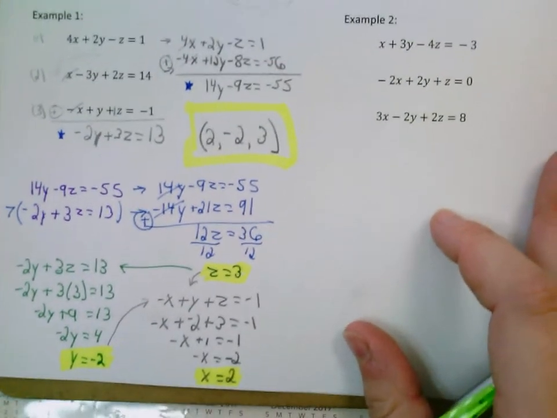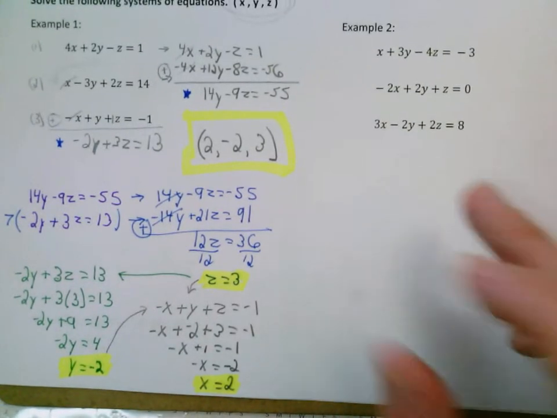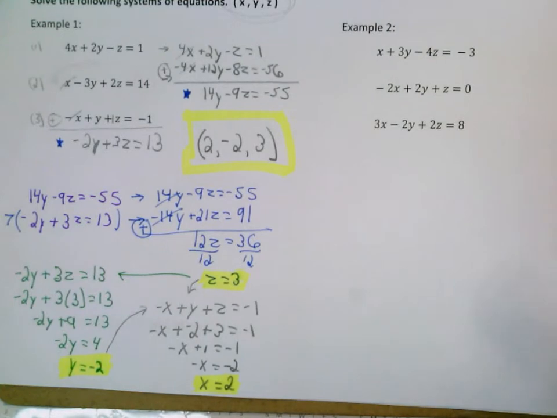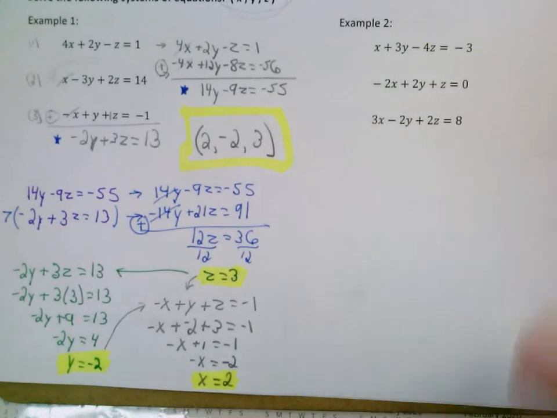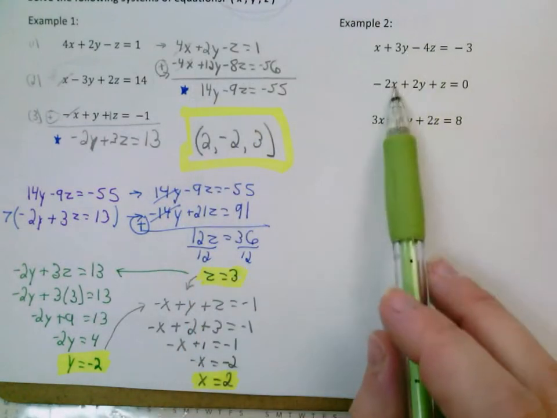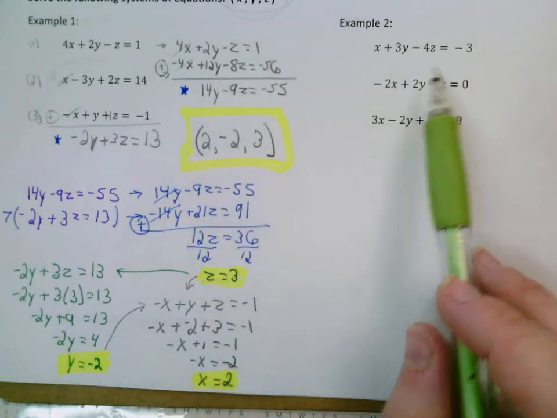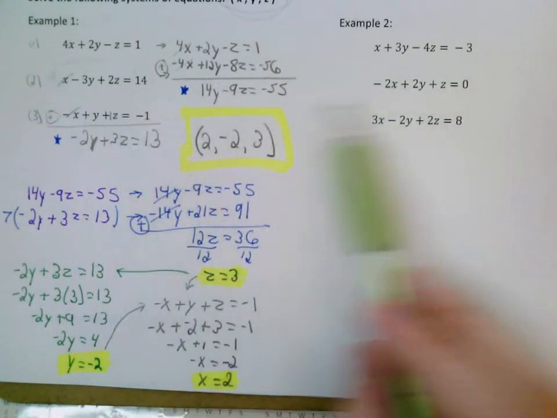So what I would like you to try to do now is to try number 2 on your own. This will require you to pause the video and take a moment and try this on your own. Okay, so again, pause the video. I would start out by picking equations 1 and 2 and doing elimination, same process as over here. Then go on to equations 2 and 3 and eliminate.